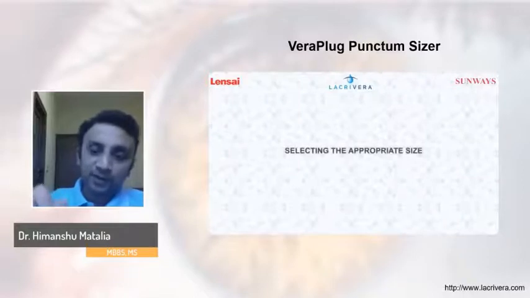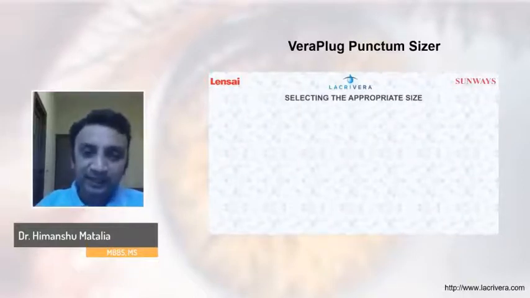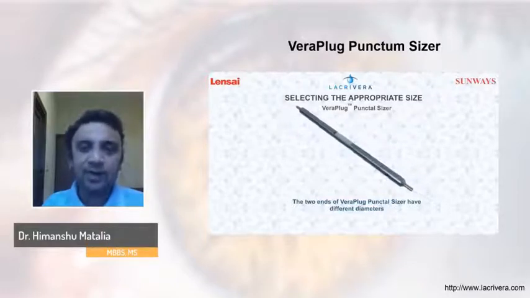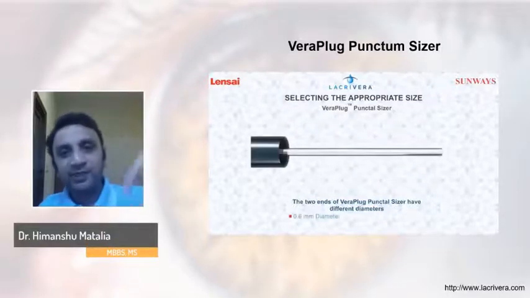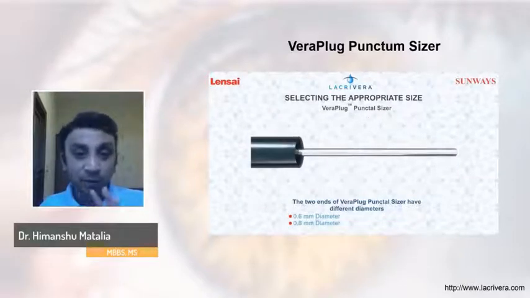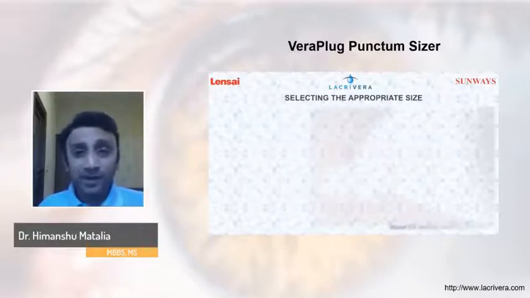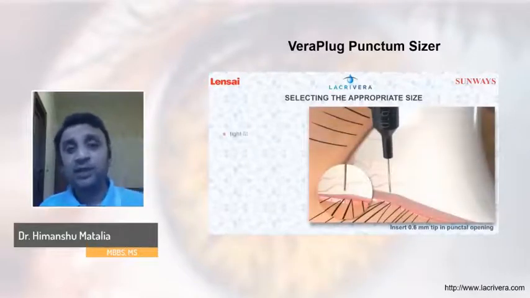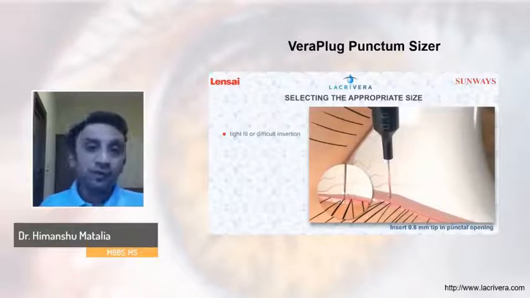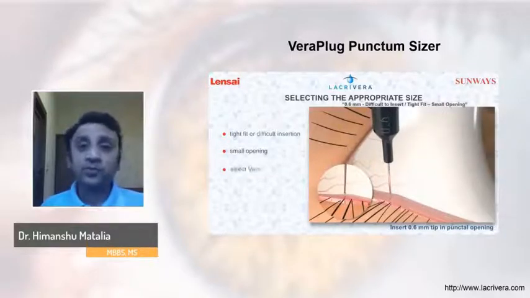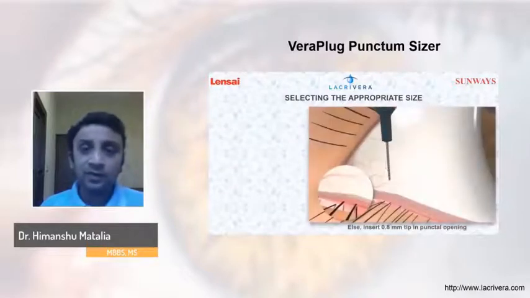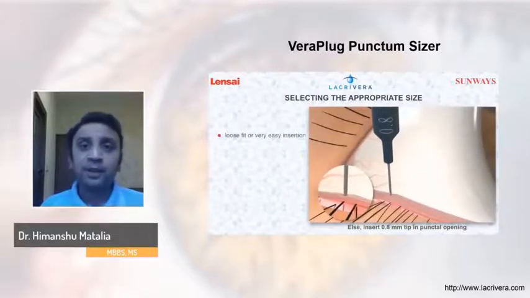If you put the 0.6 and it goes inside easily, then you turn to the opposite side, which has a 0.8 millimeter diameter. When you put it inside, if it snugly fits, you can go for the medium size and that's absolutely fine. But if the 0.8 also easily goes inside, that means you may need a larger punctum plug. If you do not follow the sizing, you may have more chance of extrusion, which is the commonest reason we do not like to use punctum plug.